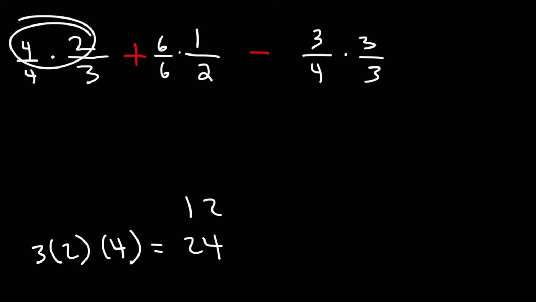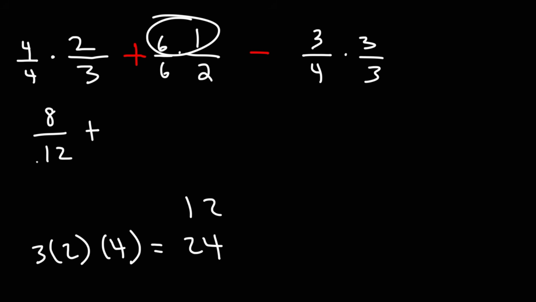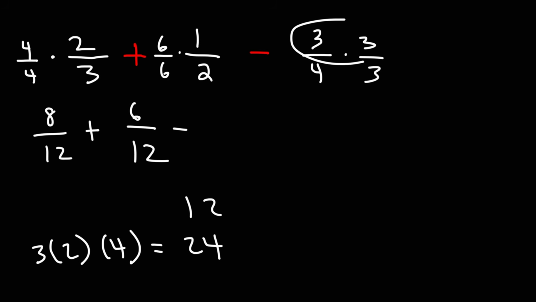So here we have 4 times 2, which is 8. 4 times 3 is 12. Next we have 6 times 1, which is 6. 6 times 2 is 12. And then 3 times 3 is 9. And on the bottom, 4 and 3, we know it's 12.